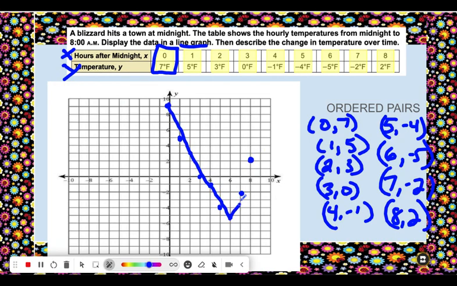So now it says, describe the change in temperature over time. Remember, this is the hours after midnight. So the hourly temperatures after midnight decrease from midnight to 6 a.m., right? And then they increase from 6 a.m. to 8 a.m. So that's what you would write out. The hourly temperatures decrease from midnight to 6 a.m. and then increase from 6 a.m. to 8 a.m. That's how you describe the change in temperature over time.